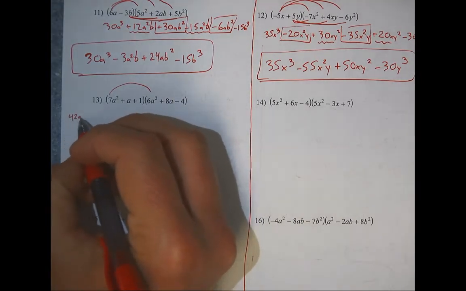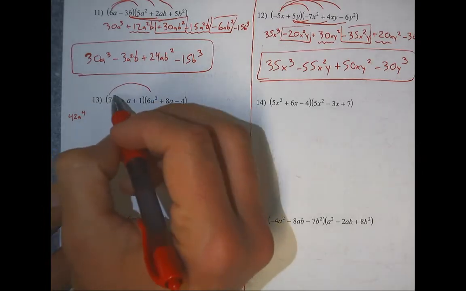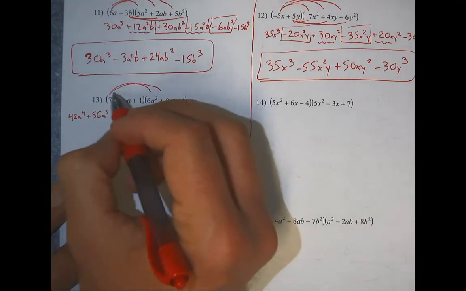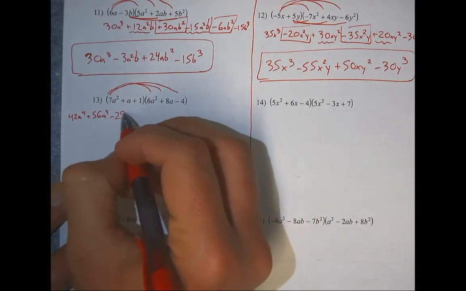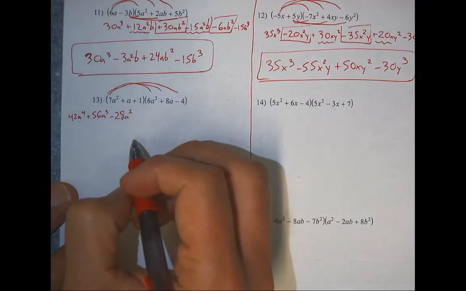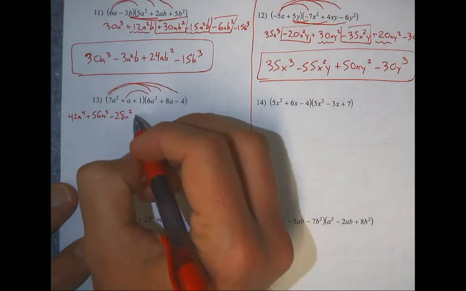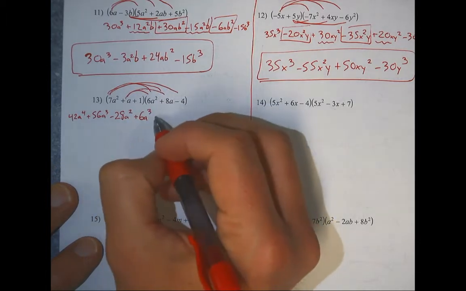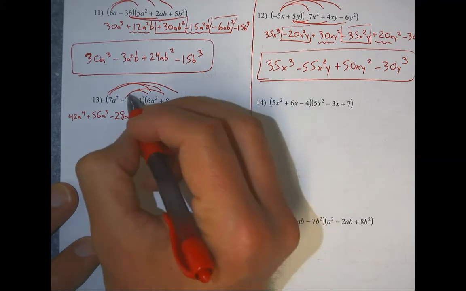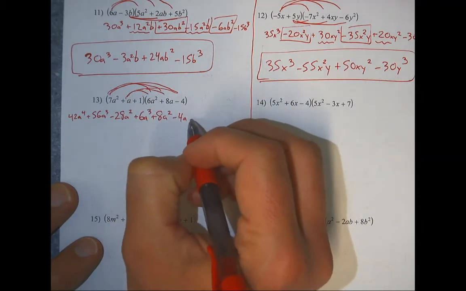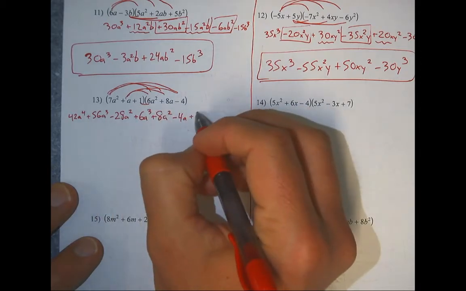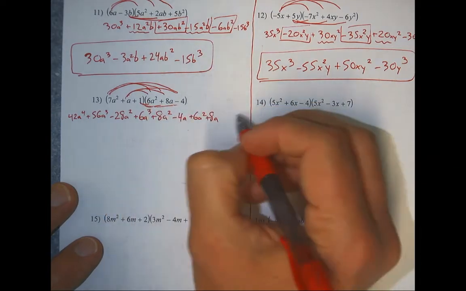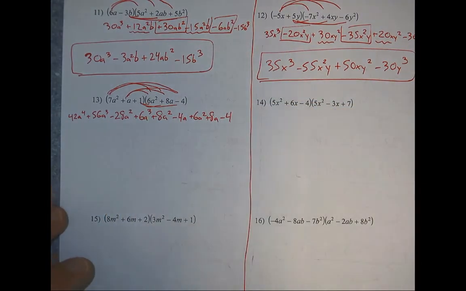So 42a to the 4th. 56a to the 3rd. Negative 28a squared. 6a to the 3rd. 8a squared. Negative 4a. 6a squared. 8a. Negative 4. All right, we got a lot going on here.